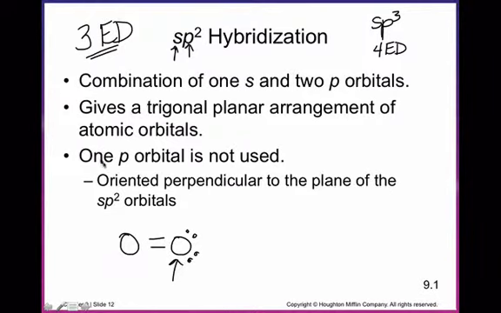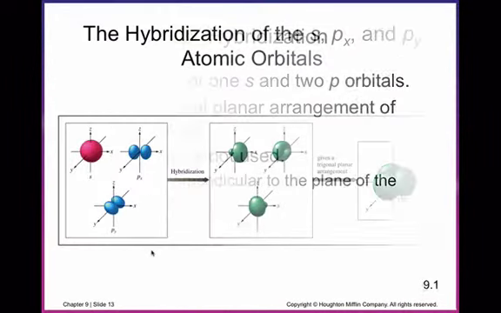And it says that one of those p orbitals is not used, it's left over, and it's oriented perpendicular to the plane of the sp2 orbitals. So the sp2 orbitals, let's say they were all laying flat on the paper, perpendicular would mean it's sticking out at you or going away from you. So it's not in the same plane as those sp2 orbitals.